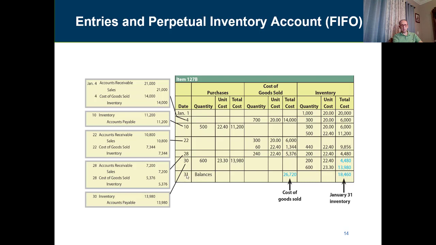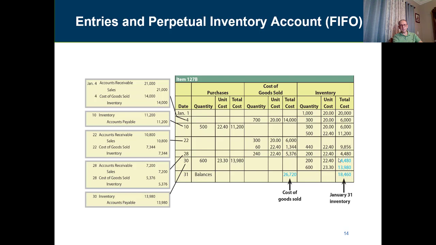The last thing, on January 31st, we need to calculate the balance. And this is a little bit tricky. To calculate the balance of the cost of goods sold, we have to add the entire column for the month. So we have the 14,000 plus the 6,000 plus the 1,344 and 5,376, and that would give us a total of 26,720.